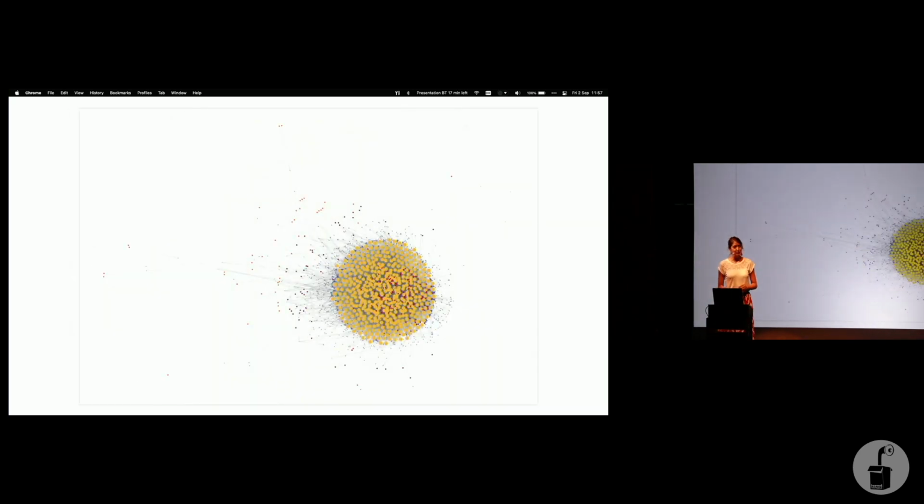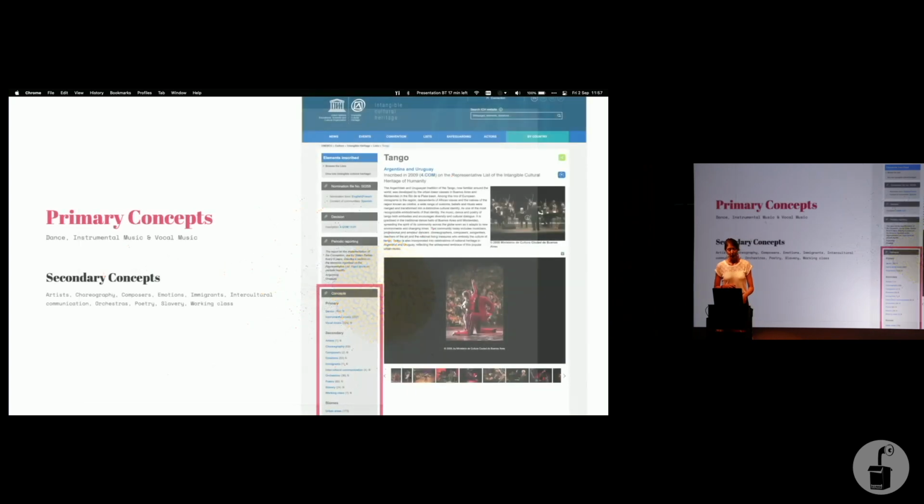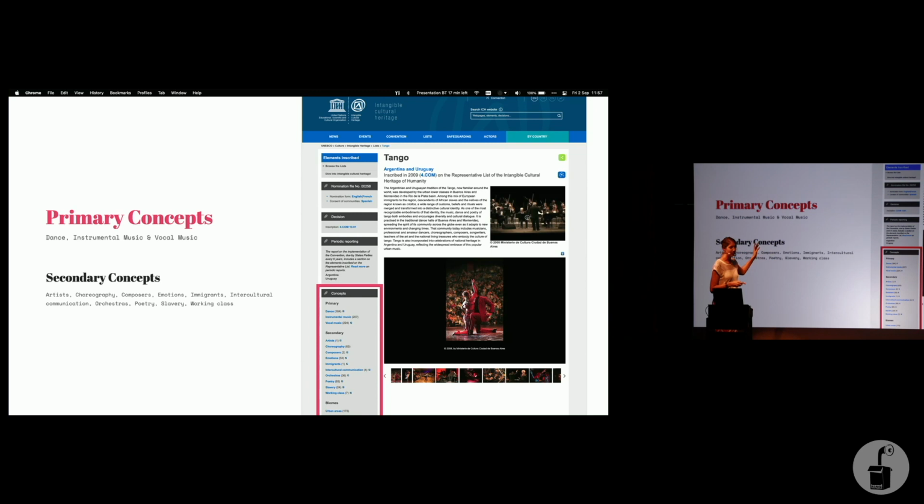But there was one aspect of the data that saved me. Not all of these connections were of equal importance. So, for example, with these concepts, we have the tango, and dance and instrumental and vocal music are primary concepts, but it has a lot more secondary ones, such as choreography and emotions. And although UNESCO didn't want me to aggregate away any of these secondary connections, they were fine with me only using the primary ones to actually place all of the cultural elements in this network.